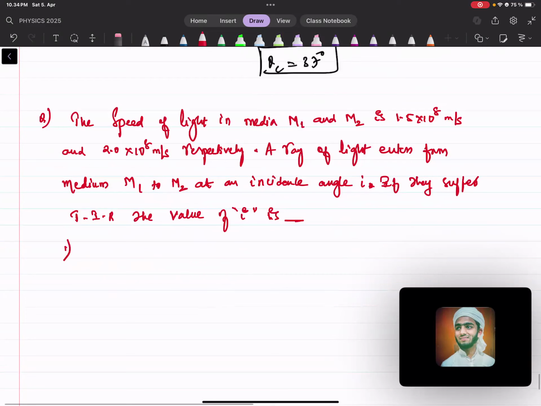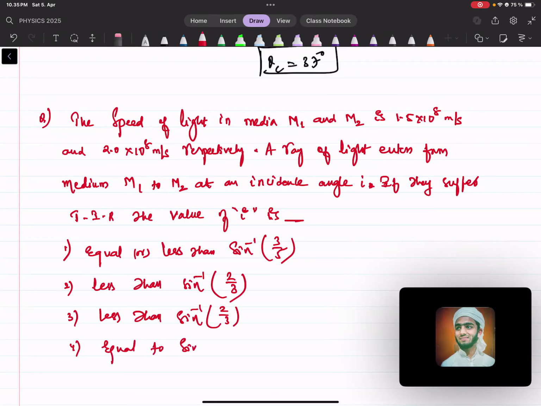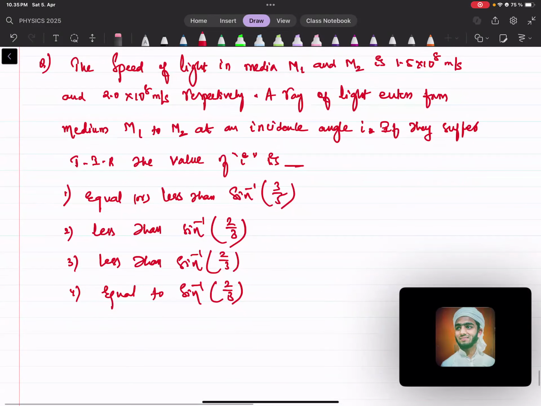I'll give the options. First one is equal or less than sine inverse of 3 by 5. Second one is it is less than sine inverse of 2 by 3. And third one is less than sine inverse of 2 by 3. And fourth one is it is equal to sine inverse of 2 by 3. Shall I try to read the question first?